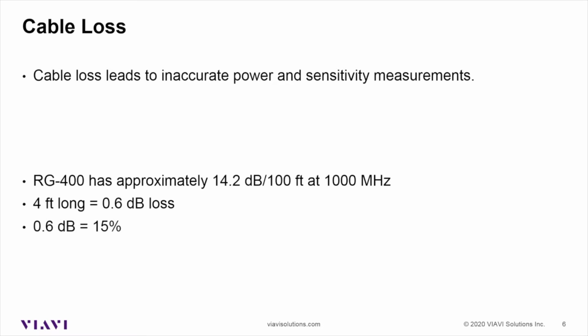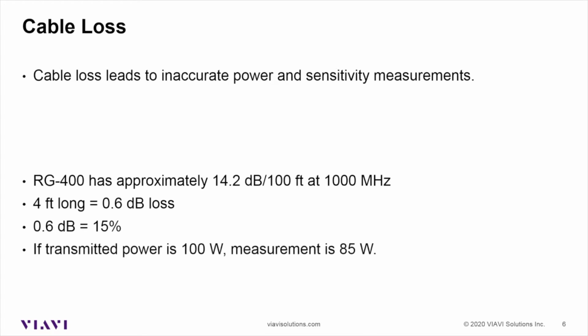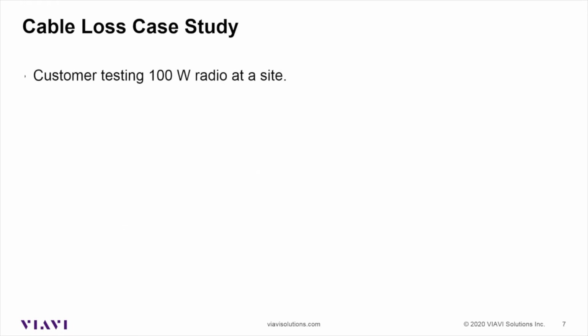But when we put that into percentage, now we start to see why that can have such a huge effect on our measurements. So 0.6 dB is roughly 15%. 15% at 100 watts, if we're testing 100 watt radios, means that we're only going to see 85 watts of that transmitted power. Now, if our spec for that radio is plus or minus 10%, that means we have to be between 90 and 110 watts. You can see that before we've even gotten out of the gate, we're failing this radio, okay? Even though the radio is transmitting its full 100 watts, we're only seeing 85 watts of it, so we're going to fail that radio.